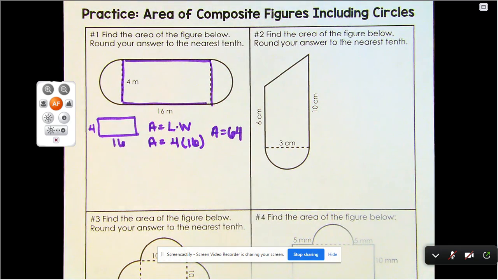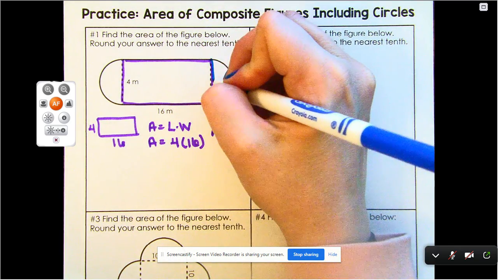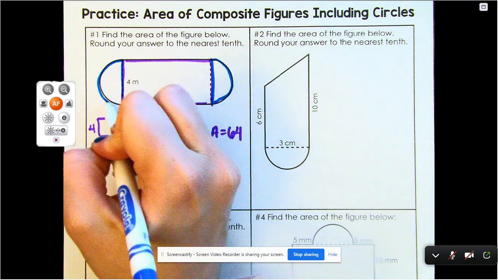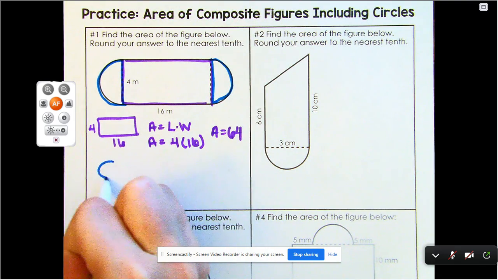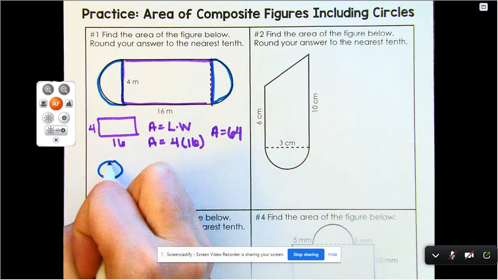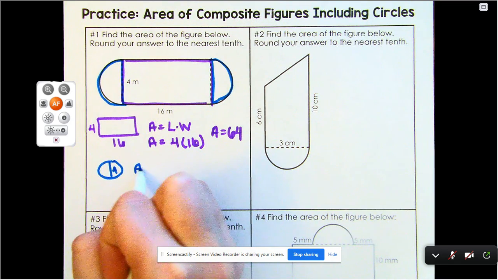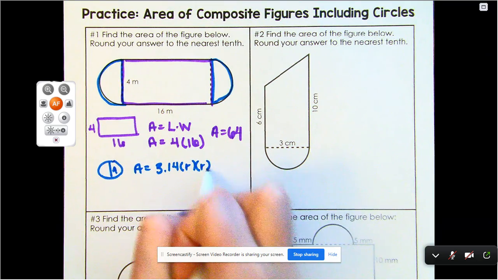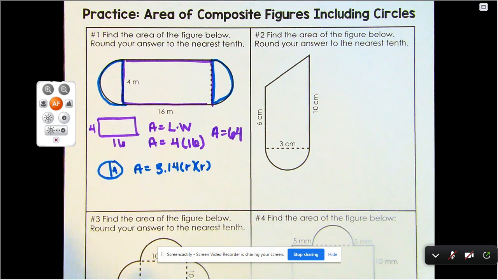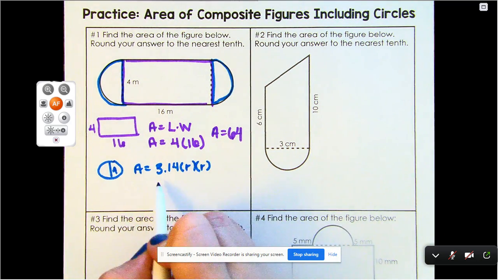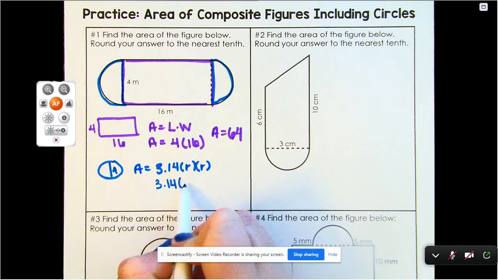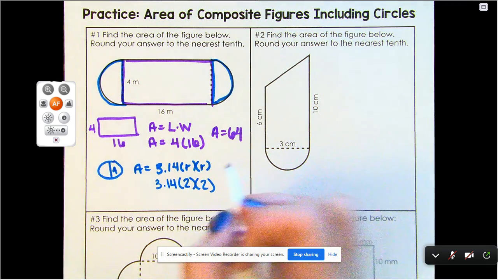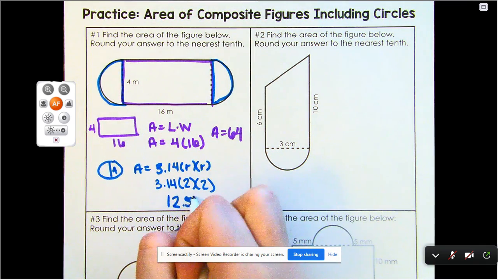Okay, and then the other piece of this figure that I see is 2 half circles. If you put each half together, it's going to end up making a full circle. And then the information it gives us is the diameter is 4. And then let's remember that our area formula uses radius times itself, so r times r. So 3.14 times, and this is a diameter, so we need to cut that in half. 3.14 times 2 times 2. And that is going to be 12.56.